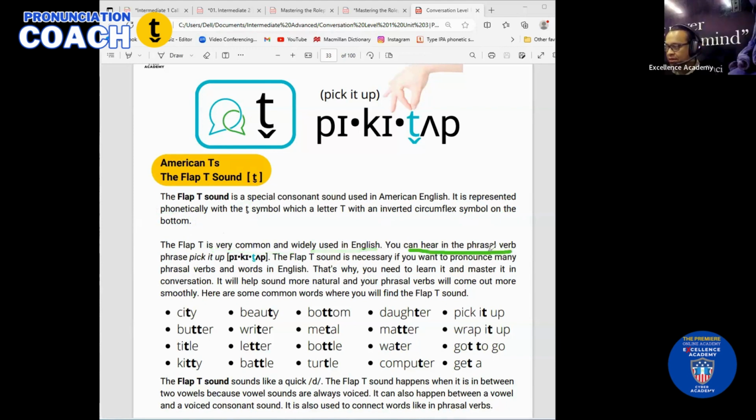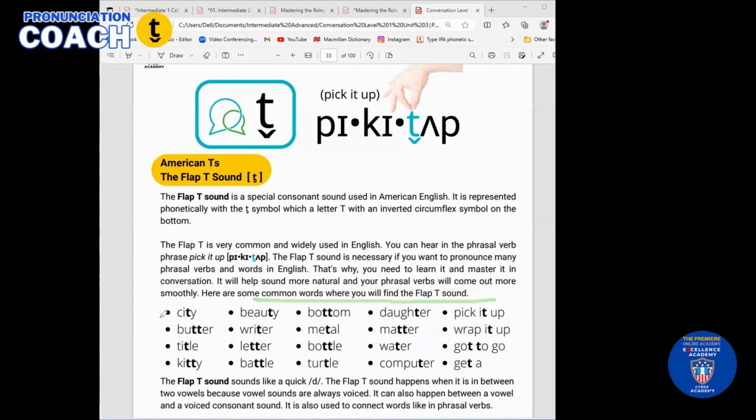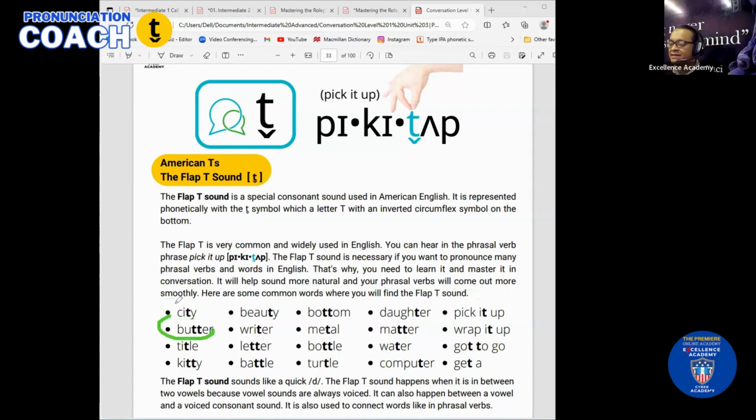You can hear it in the verb phrase, pick it up. The flap T sound is necessary if you want to pronounce many phrasal verbs and words in English. That's why you need to learn it and master it in conversation. It will help you sound more natural and your phrasal verbs will come out more smoothly. Here are some common words where you will find the flap T sound. Example, city. Very good. Let's say it, guys. Listen and repeat.